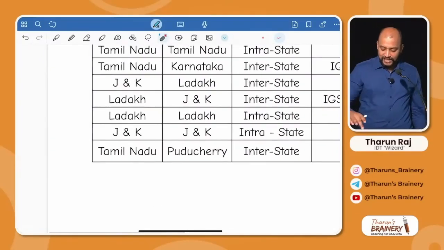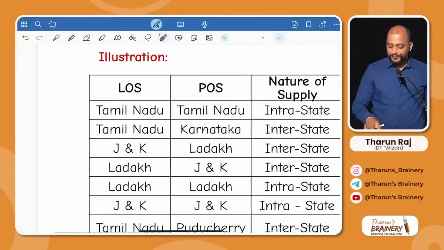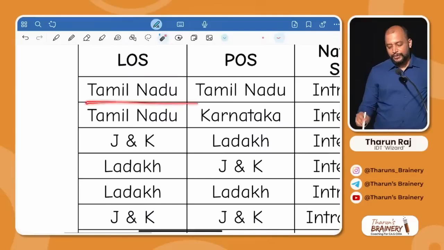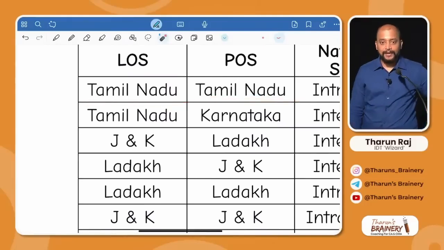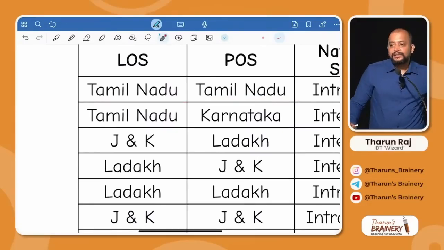Which is on the next page. What's the page number? Page number 3. Location of supplier Tamil Nadu, place of supply also Tamil Nadu. What's the nature of supply? Intra-state. So, type of GST: CGST and Tamil Nadu SGST. Location of supplier Tamil Nadu, place of supply Karnataka. Nature of supply: interstate. Type of GST? Who will collect? Central government will collect, and in turn they will transfer 50% to Karnataka.